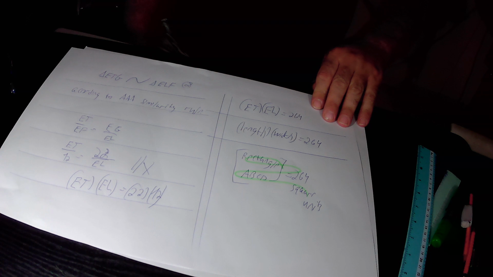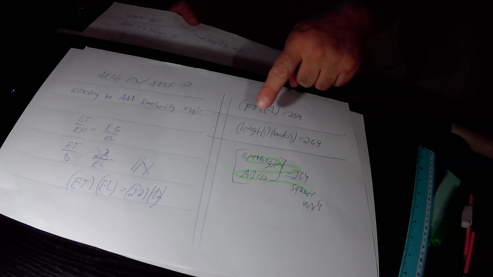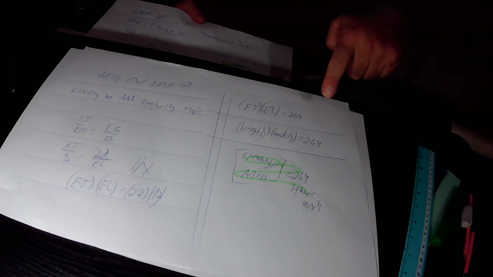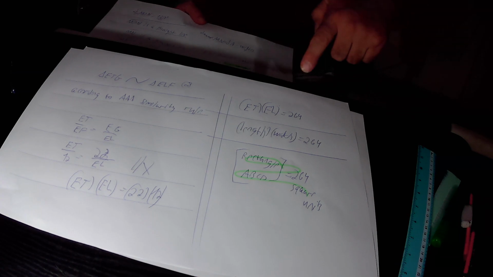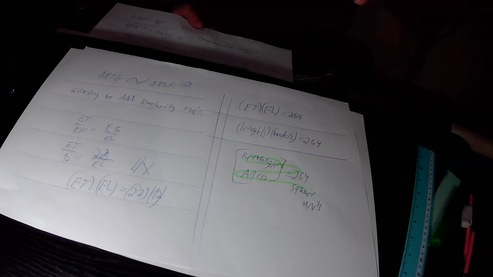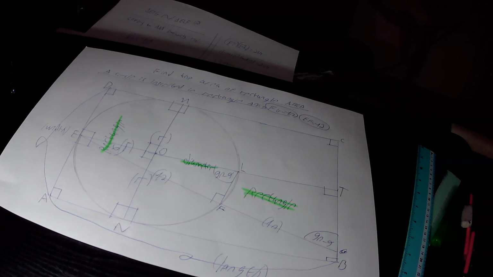But we already found out that ET is the length of rectangle ABCD and EL is the width. So we substitute ET by the length and EL by the width. So in total we found out that the length times the width of rectangle ABCD is equal to 264 square meters. The length times the width is the area of rectangle ABCD, so the area of this rectangle ABCD is equal to 264 square meters.